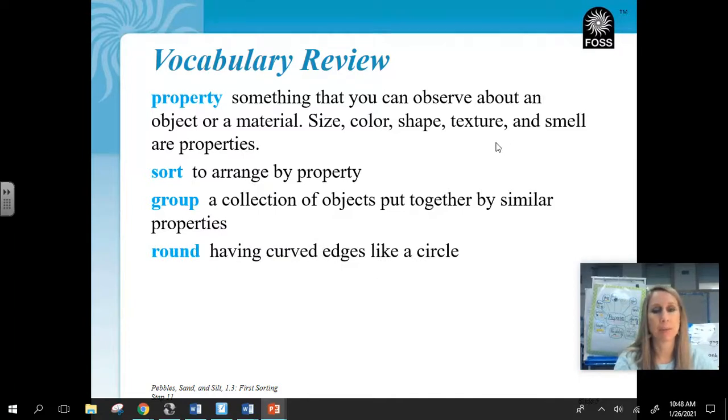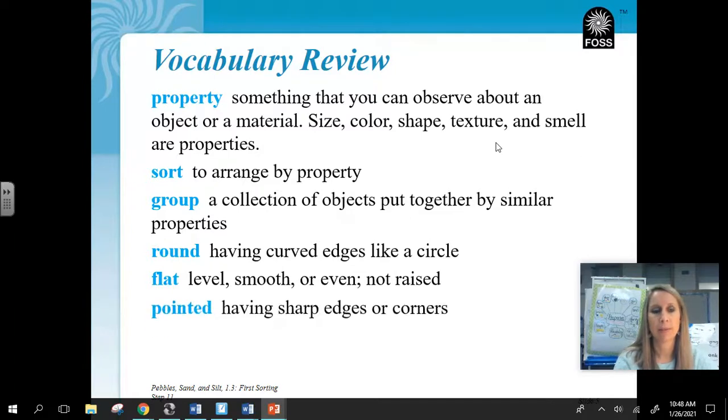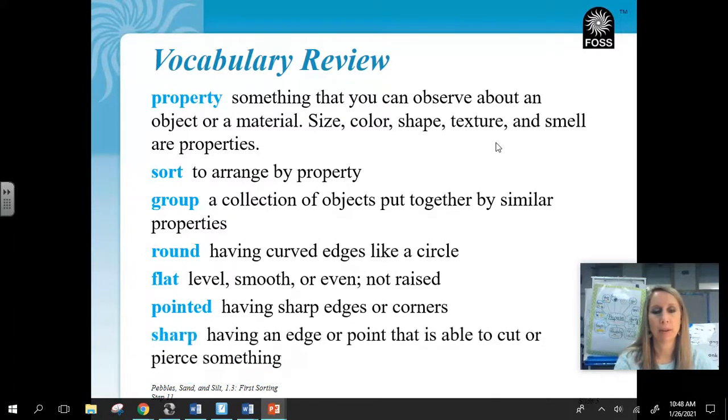Round. So sometimes our properties might be that the rock is rounded and the other rock has straight edges. So flat, is it level or smooth? Is it pointed? Does it have a sharp edge to it at the corner? And then sharp, having an edge that is able to cut or pierce something. So none of my rocks were sharp, but you know that there are rocks like that.